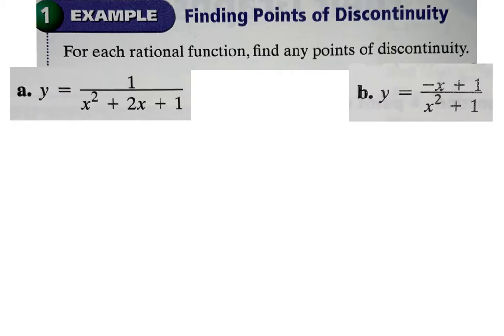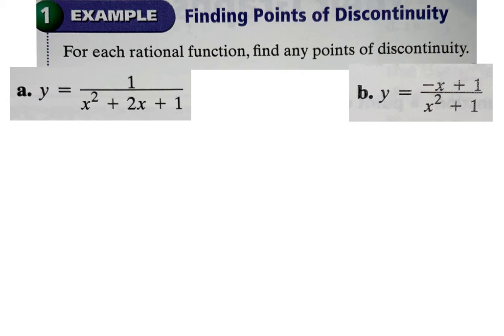All right, so let's look at these. It says find any points of discontinuity. Well, if I need to find the points of discontinuity, that means I need to figure out where my denominator is 0. So just like on your bell work for numbers 7, 8, and 9, you're going to need to factor that denominator, set it equal to 0, and say these two numbers are going to cause a problem.